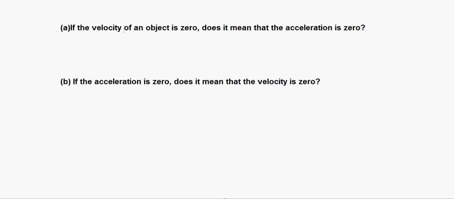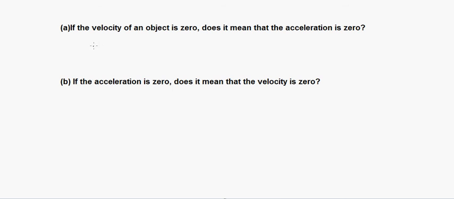Now this sum has two parts, A and B. The first part states: if the velocity of an object is 0, does it mean that the acceleration is 0 as well? And the second part is: if the acceleration is 0, does it mean the velocity is 0? Okay, so let's first start with the first part. If the velocity is 0, does it mean the acceleration is 0?